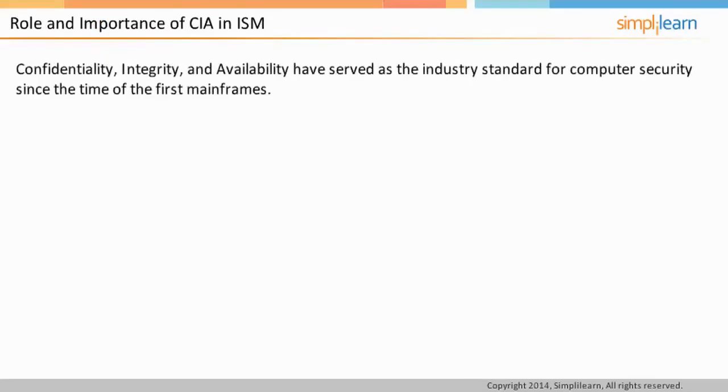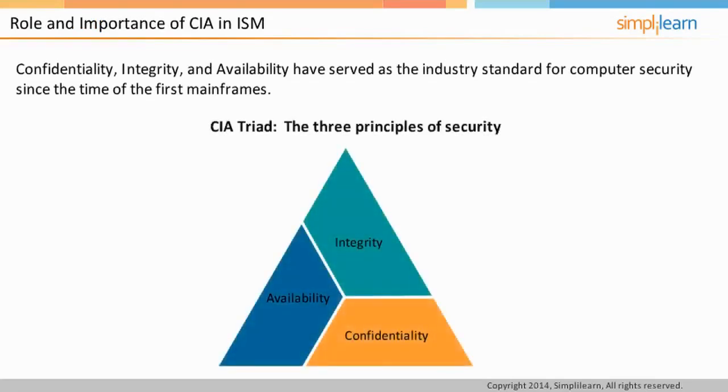Let us understand the role and importance of CIA in information security management. The three components of the CIA triangle are confidentiality, integrity, and availability. They have served as the industry standard for computer security since the time of the first mainframes. These three concepts are a great foundation for the dynamic world of information technology. They are responsible for the development of several new key components in the expanded CIA triangle. Organizations look up to these basic components as the building blocks of information security.